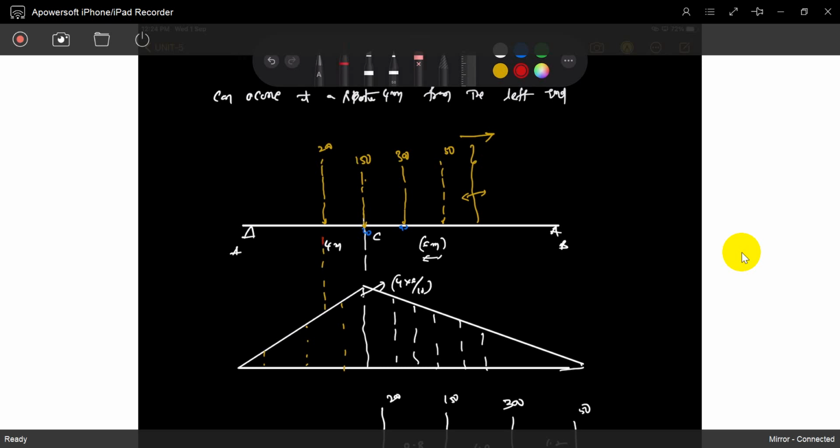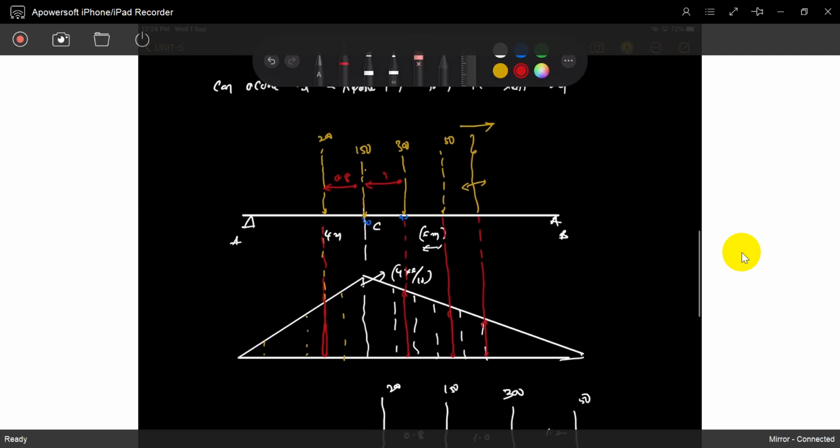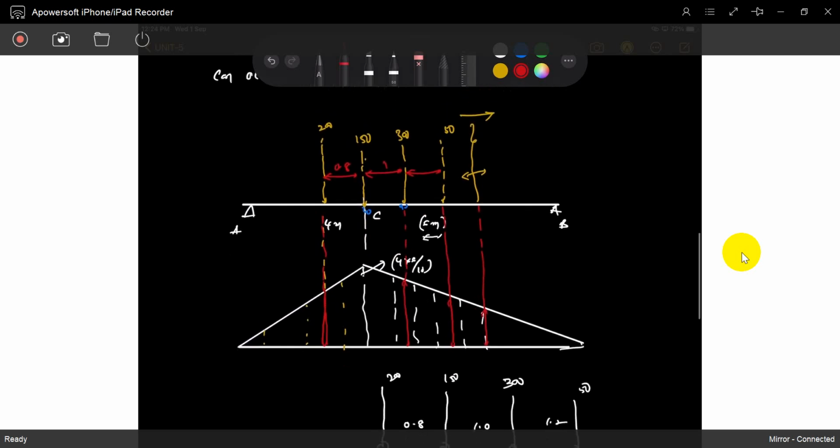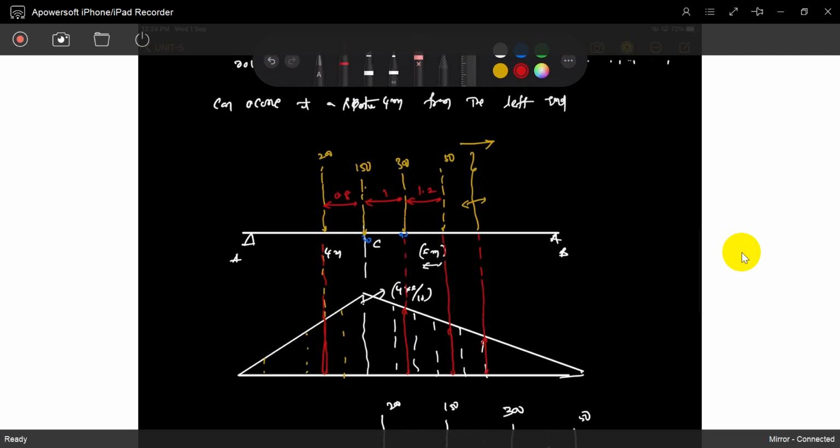So I will put a red mark. Find out the values. Find out also 4 into 6. This distance is what? Already the distance is fixed. This is 0.8. This is 1. This is 1.2. Get it? So what is this value? This value is 4 into 6 for 0.8, 0.8 into 6 by 10.